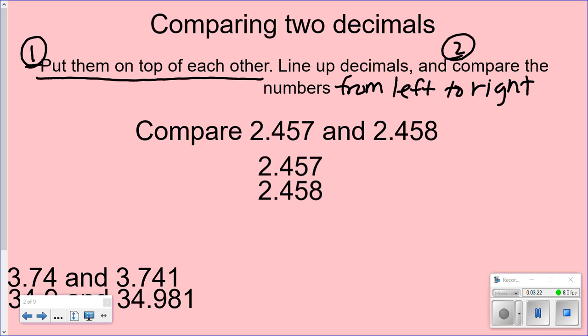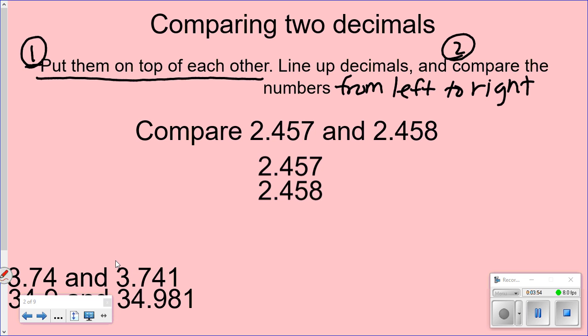All right, so how does this work? First thing I want you to do is put these two in your notebook, okay? Because we're going to compare those two. I'm just going to show you with a simple one how it works. I'm going to get to some harder ones in a second. So we're going to compare those two, 2.457 and 2.458. I did step 1 already for you. I put them on top of each other, and you have to line up the place values. If you are lining up different place values, you're never going to have the correct answer.